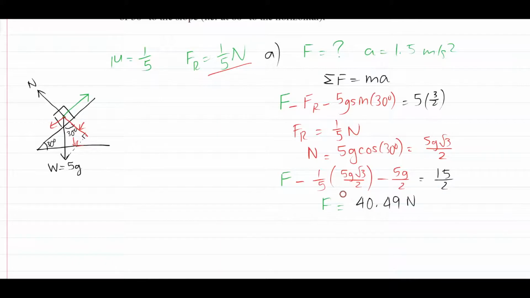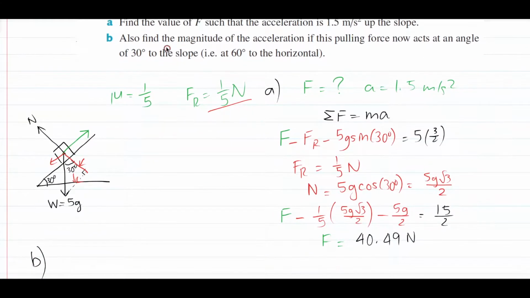And that's F. So if F is 40.49 Newton, then your object is moving up at an acceleration of 1.5 meters per second squared. Very simple. Okay, but the question that I want to go through is part B. Let's have a look at part B.